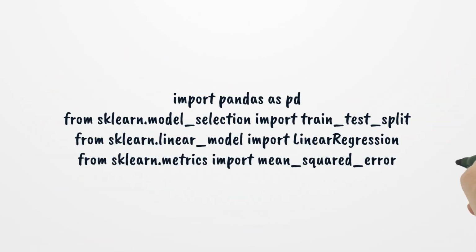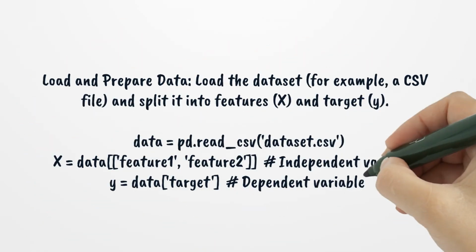import pandas as pd. from sklearn.model_selection import train_test_split. from sklearn.linear_model import LinearRegression. from sklearn.metrics import mean_squared_error. Load and prepare data.